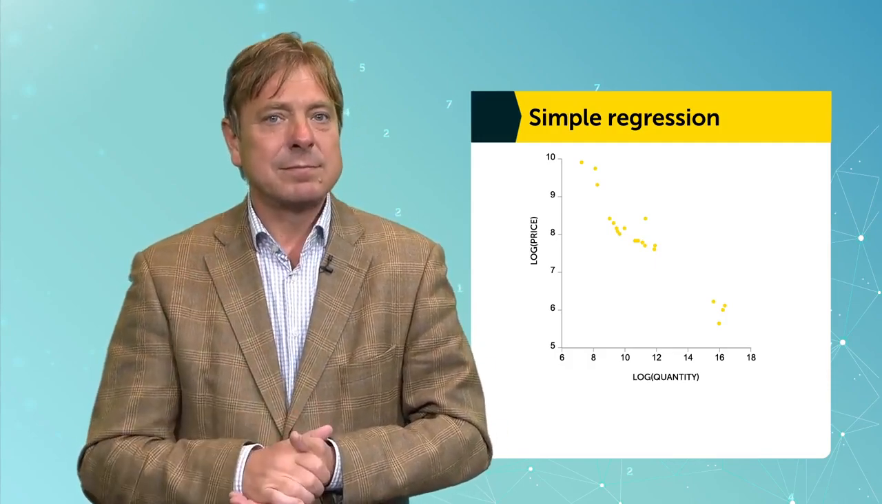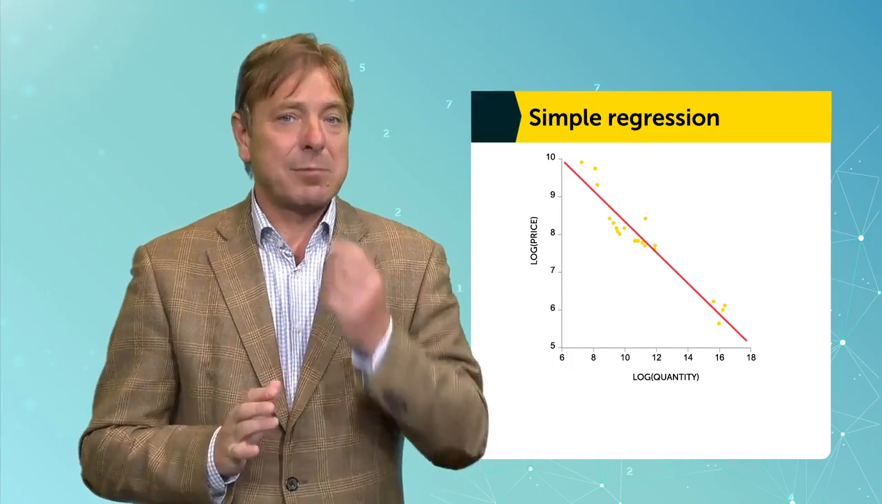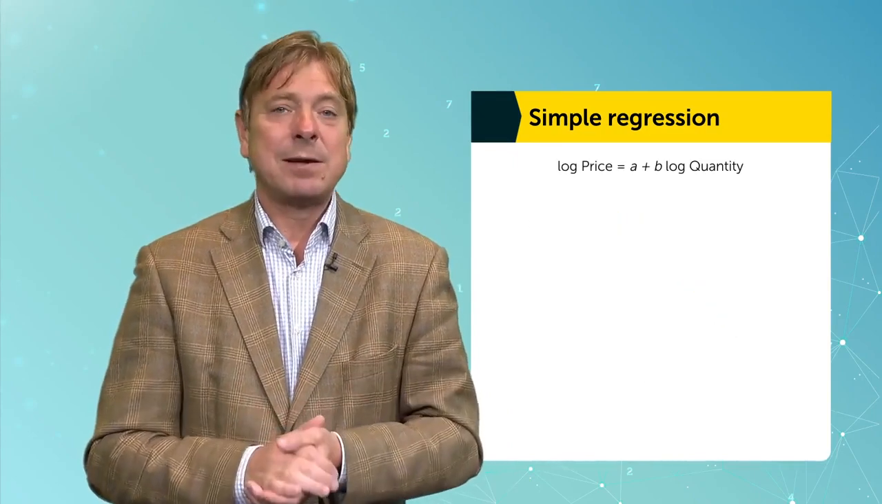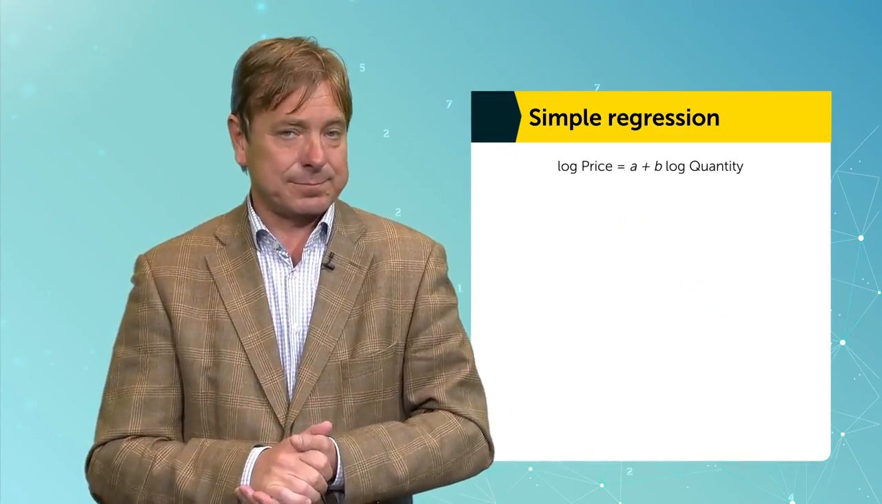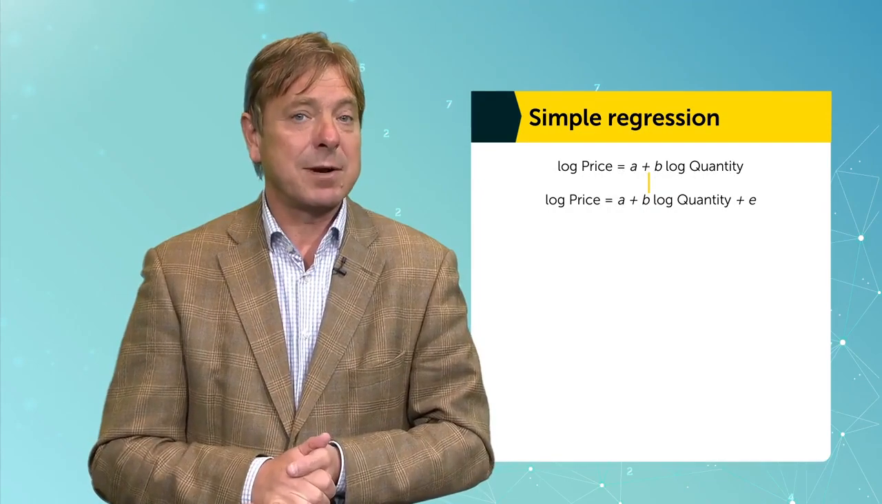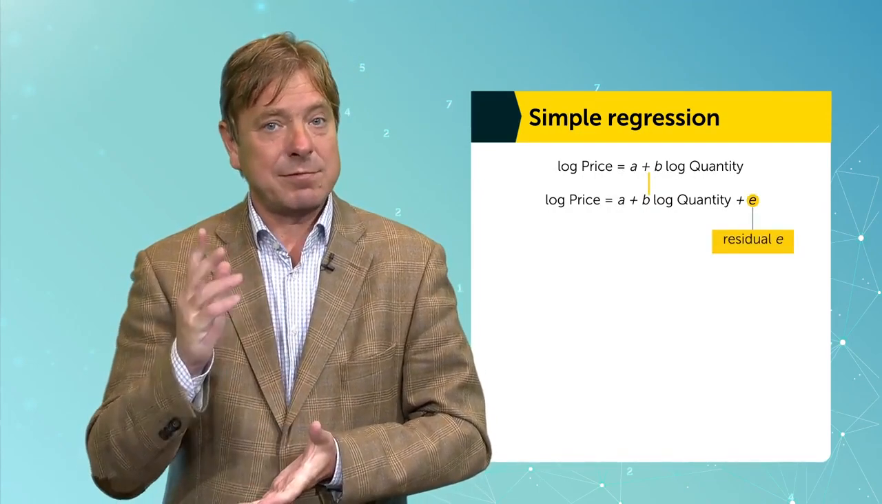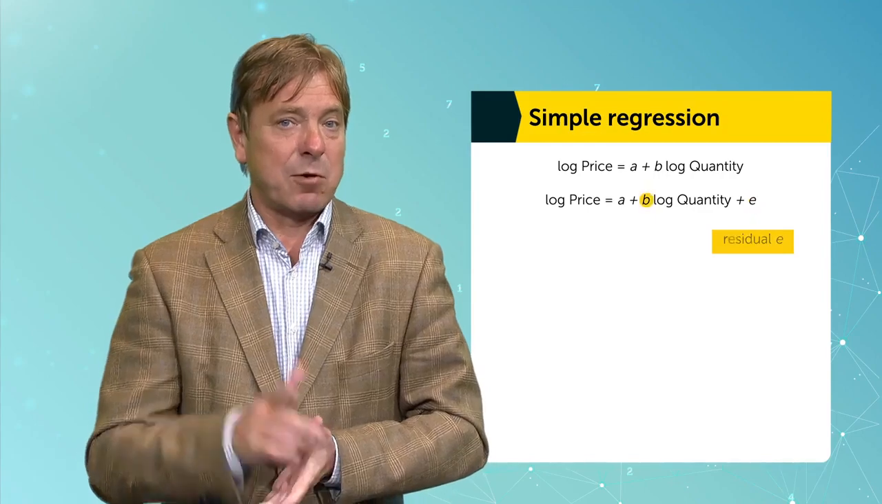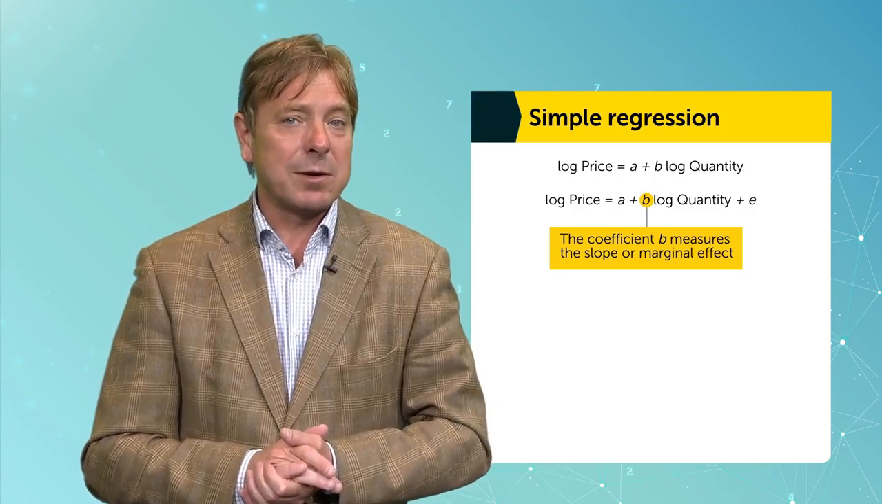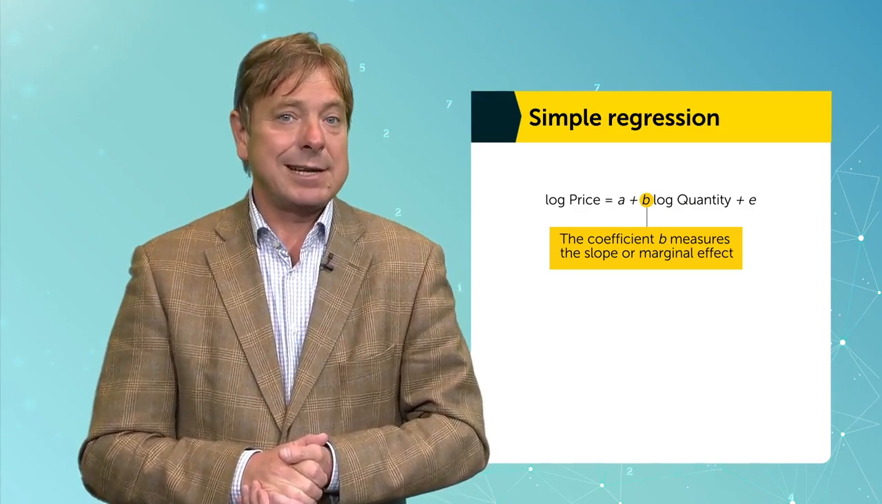The line would be the following. For a given number of log quantity and a given line, the predicted log price is equal to the value of a plus the value of b times log quantity. We denote the difference between actual log price and the predicted log price by the residual e. So we have the coefficient b measures the slope or marginal effect, that is the change in log price when the log quantity changes by 1 unit. Clearly, the slope b here is negative. The slope b is called a price elasticity for this case of log transformed data.